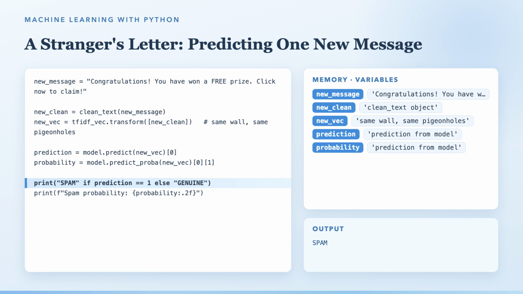The spam side. The first print says spam if prediction equals 1, otherwise genuine. The second prints the spam probability to 2 decimals. And the output card reads: Spam. Spam probability, 0.99.